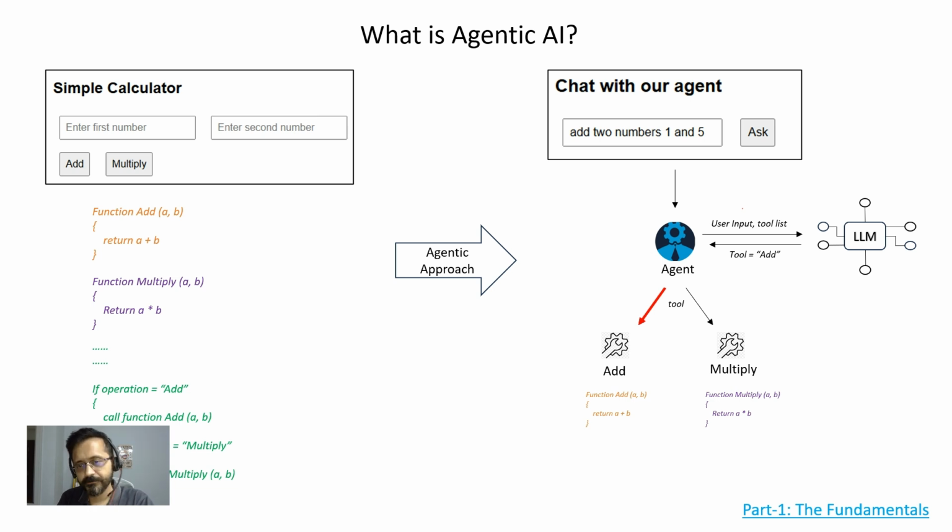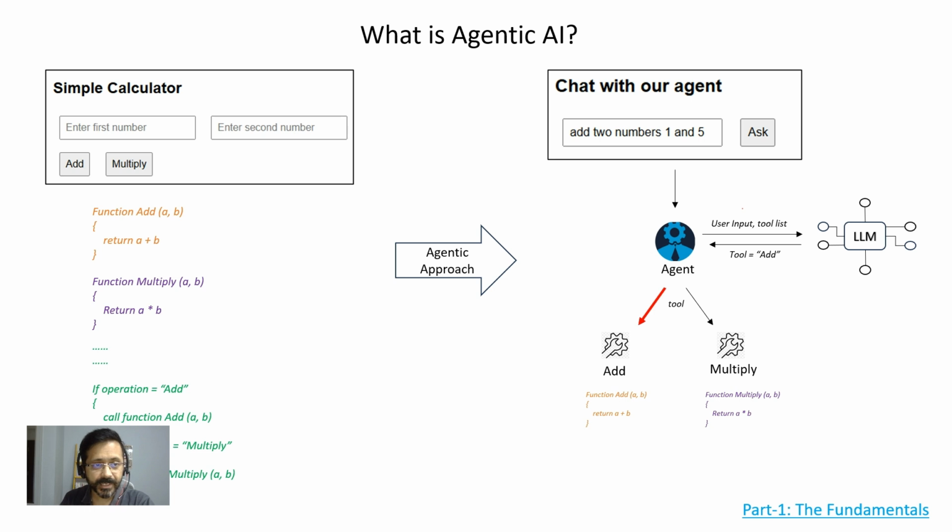Now if you want to implement division here, what do you need to do? You just need to create another tool, and then you'll have to update your system prompt also, and then the LLM will help you in deciding which tool is to be called. So pretty powerful, pretty useful. We'll see how we can implement this.